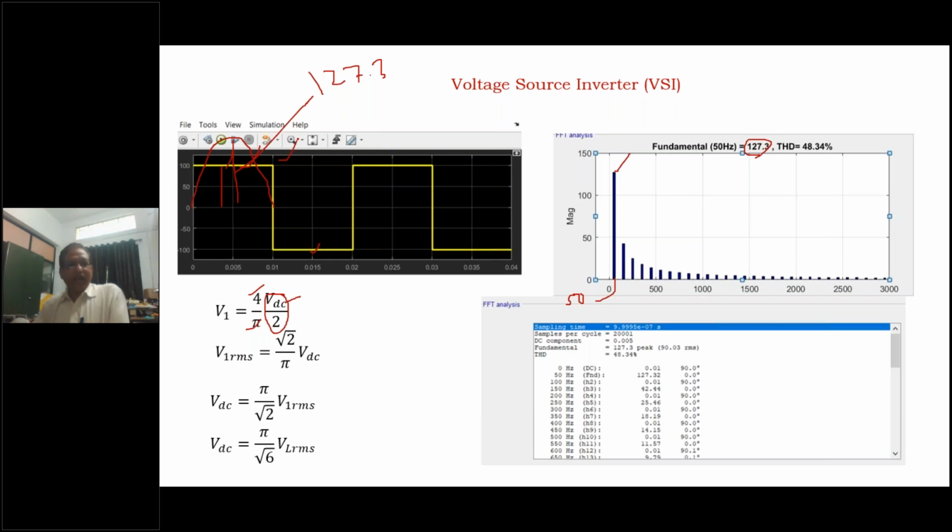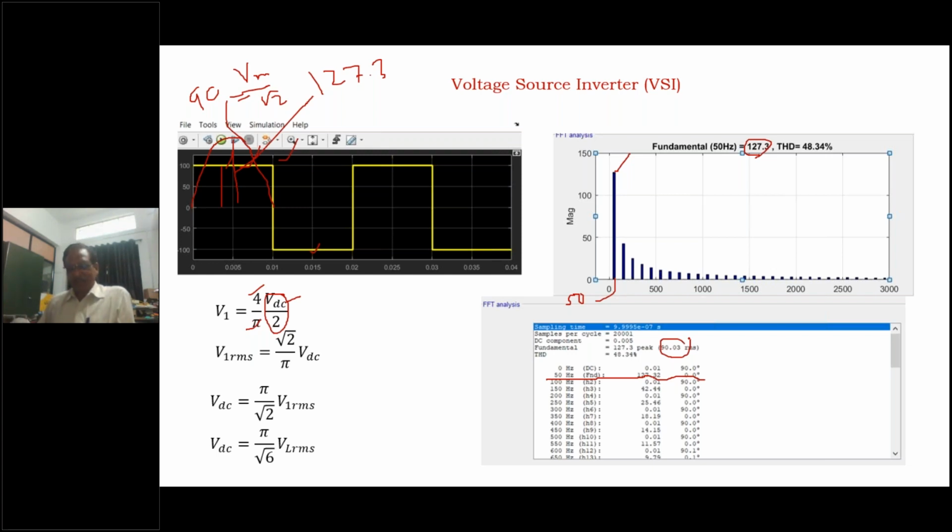What is the RMS value of this one? The RMS value will be Vmax by root 2, so this will come to about 90 volt. If you see its FFT here, 50 hertz, magnitude 127, and its RMS value is 90. For example, if I give 100 volt at the output of the inverter, its fundamental component RMS value is 90.